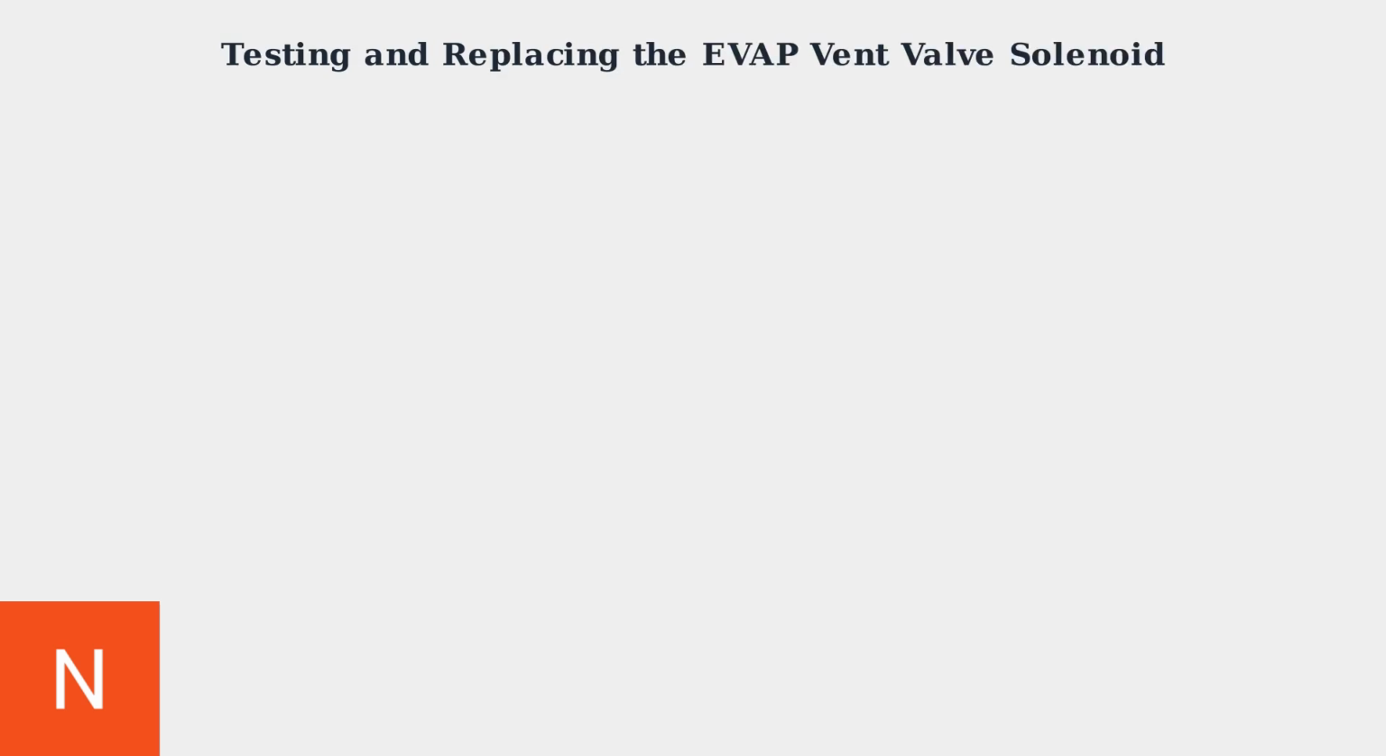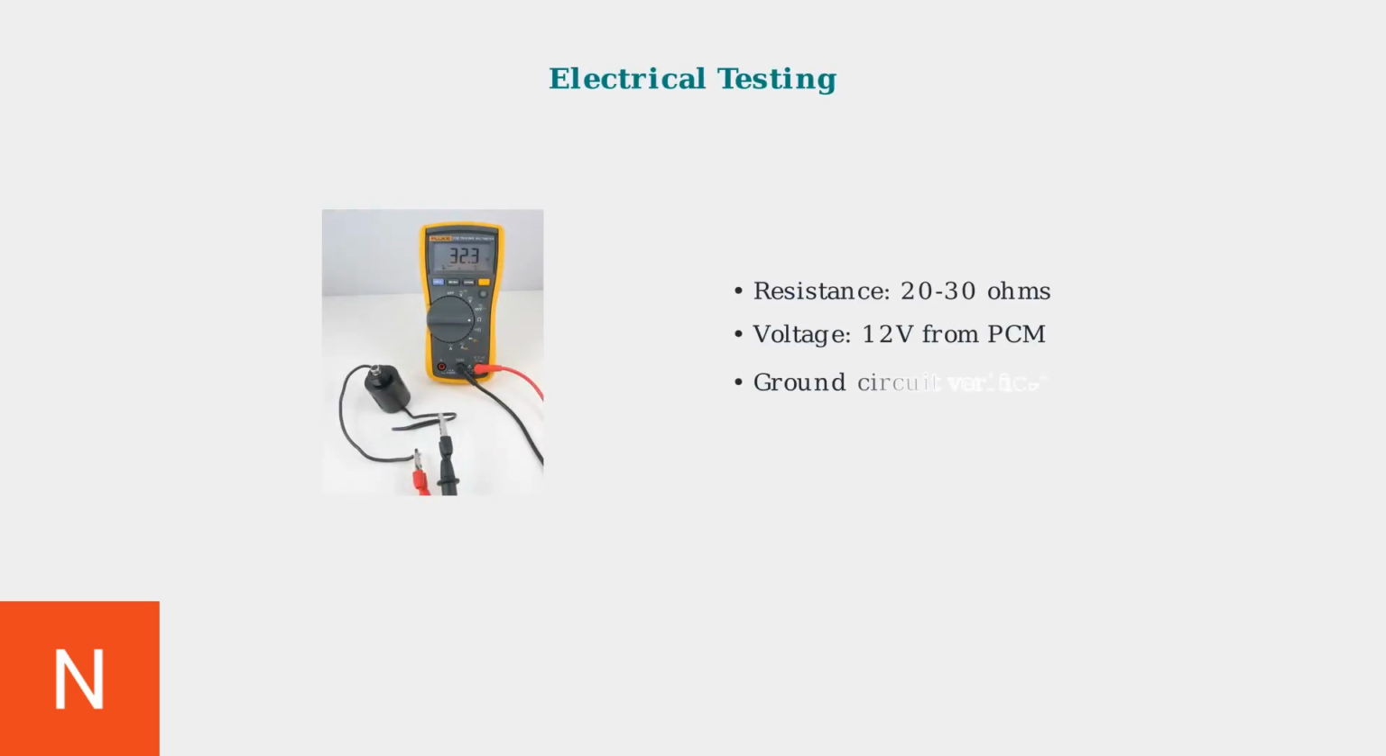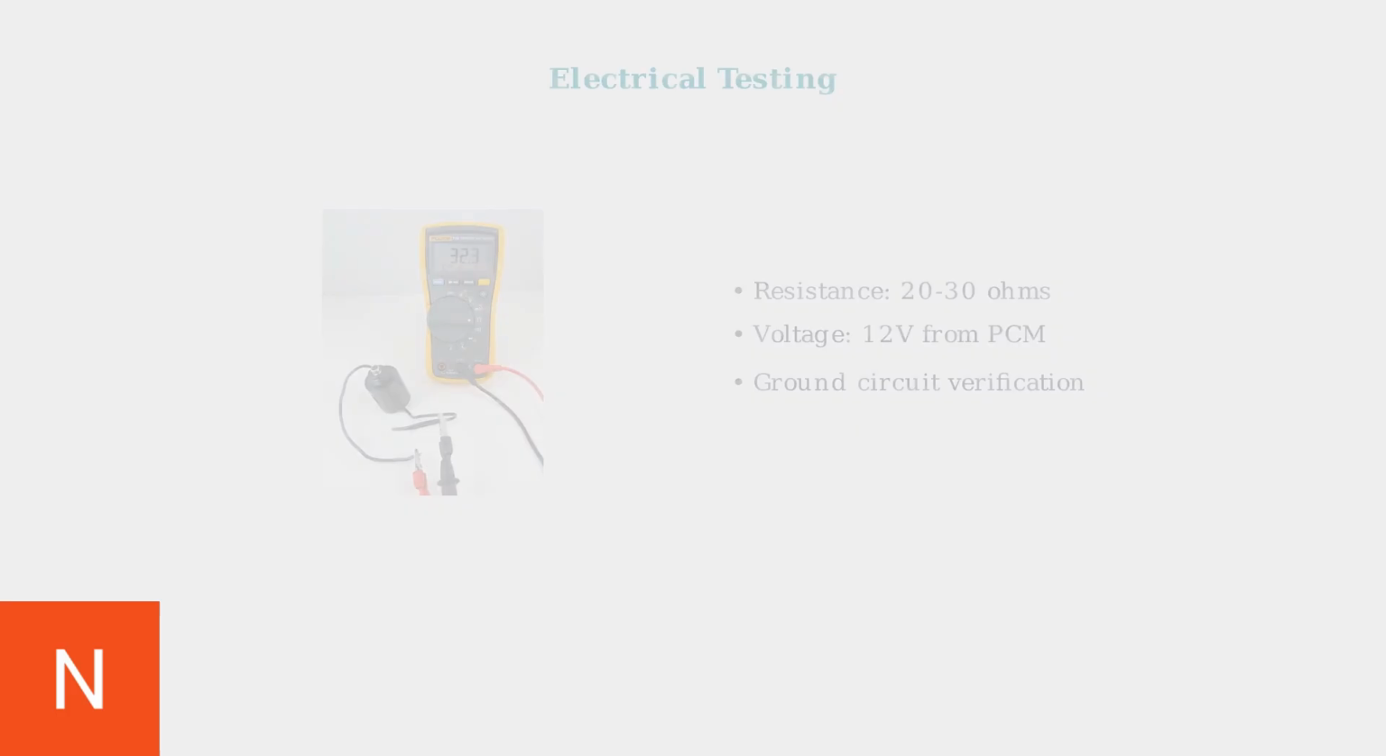Testing the EVAP vent valve solenoid requires a systematic approach using visual inspection, electrical testing, and functional verification. Begin with a visual inspection of the EVAP system. Check all electrical connections for corrosion or damage, inspect vacuum lines for cracks, and examine the solenoid housing for physical damage. For electrical testing, use a multimeter to check resistance across the solenoid terminals.